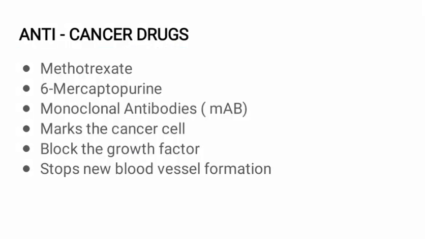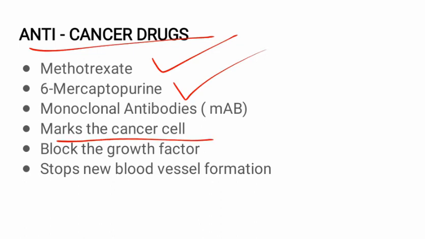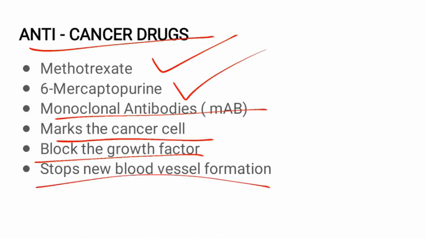Next, we'll see about some anti-cancer drugs which are used in chemotherapy. These are methotrexate and 6-mercaptopurine. Monoclonal antibodies act by first marking the cancer cell, that is, by identifying the cancer cell. Then they block the growth factor. The cancer cells can produce their own growth factor, so these monoclonal antibodies will block the growth factor in order to control the growth of the cancer cell. Then they will inhibit angiogenesis. That is, they stop the formation of new blood vessels in order to deprive the cancer cells of their nutrition.